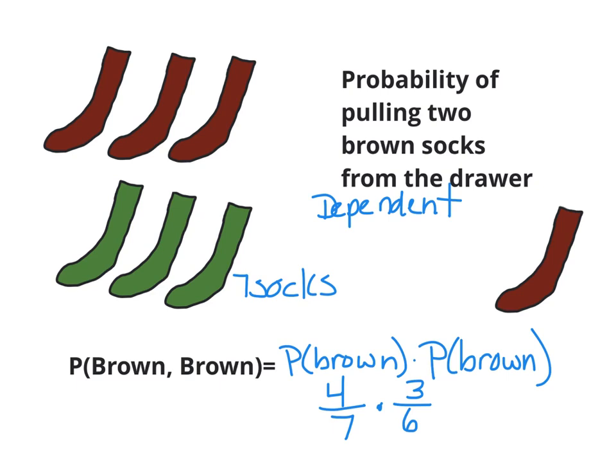Now, just like with other probabilities, to find the total probability, we just solve the multiplication problem, multiply our numerators. 4 times 3 is 12, and we multiply our denominators. 7 times 6 is 42, and we can simplify that by dividing top and bottom by 6, so we would get 2/7. And that is the probability of pulling first a brown sock from the drawer and then successfully pulling a second brown sock from the drawer.